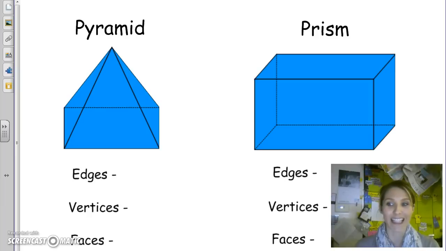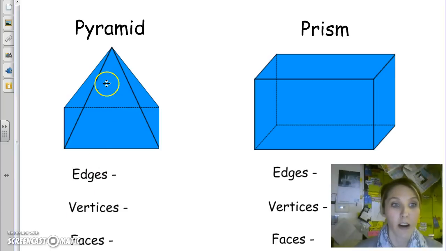Hello, grade 3s. Today we're going to be learning about three-dimensional objects. Now, three-dimensional objects are objects that we can actually see and touch and feel, and that are not just two-dimensional flat objects like the polygons we've been learning about before. Today we're going to start with learning about pyramids and prisms.